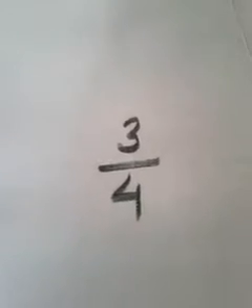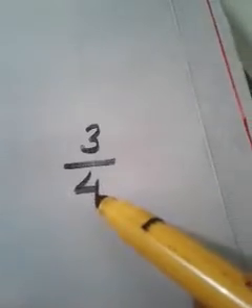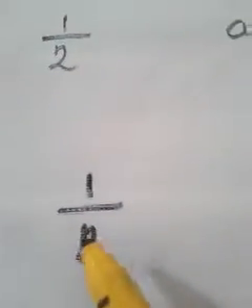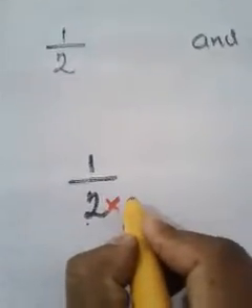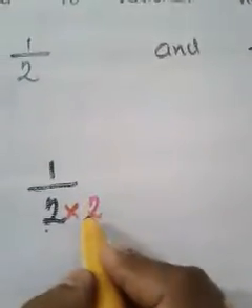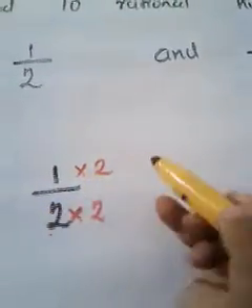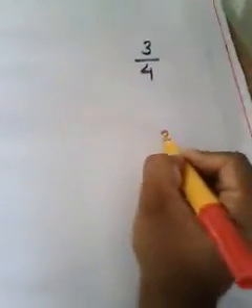Which is the denominator here? 2. Which is the denominator here? 4. Can you make the denominator 2 into 4? Yes, of course. How? Just multiply by 2, because 2 into 2 is 4. By whichever number I multiplied the denominator, I must multiply the numerator by the same number. What is 1 into 2? 2. What is 2 into 2? 4. The other rational number stays as 3 by 4.